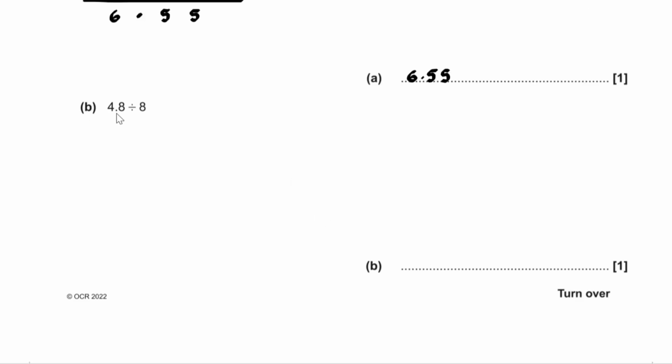For part B, we have to work out 4.8 divided by 8. The result of this is 0.6. We know 48 divided by 8 is 6, and because 4.8 is 10 times smaller than 48, we do 6 divided by 10, which is 0.6.